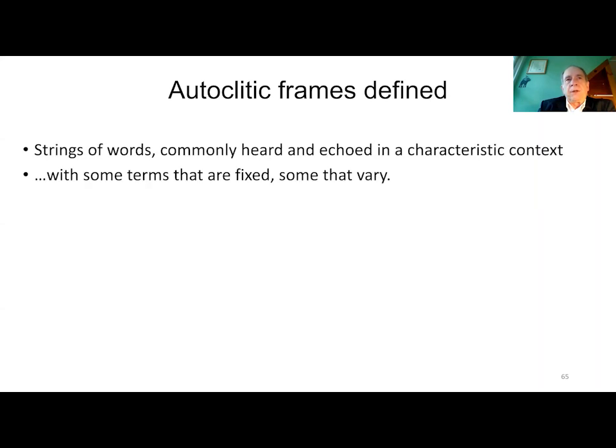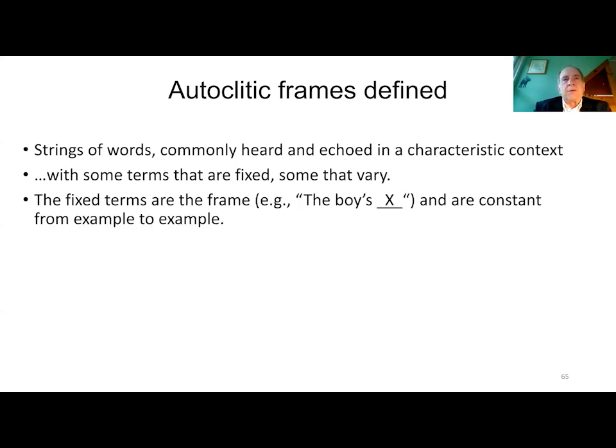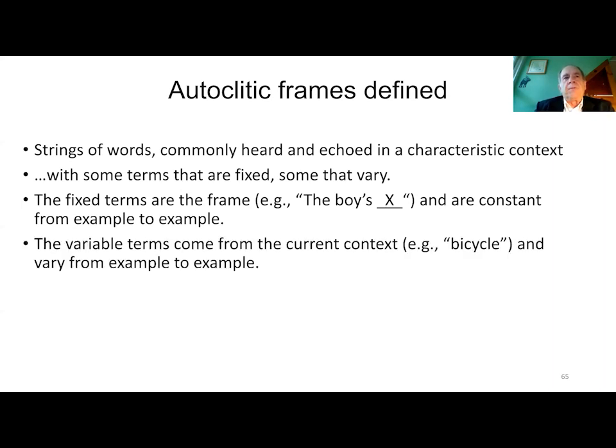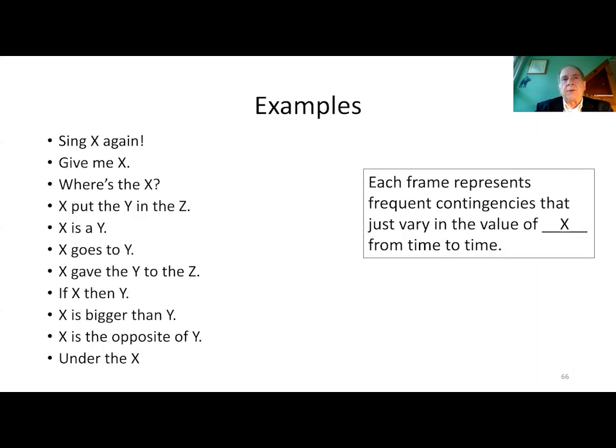So let's define what an autoclitic frame is. They are strings of words that are commonly heard together. And if you're hearing them for the first time, you echo them. If you don't echo them, then you don't learn them. You hear them and echo them in a characteristic context, with some terms that are fixed and some that vary. The fixed terms are the frame. The boy's is the frame and is constant from one example to the next. The variable terms come from the current context, for example, bicycle, and vary from example to example.